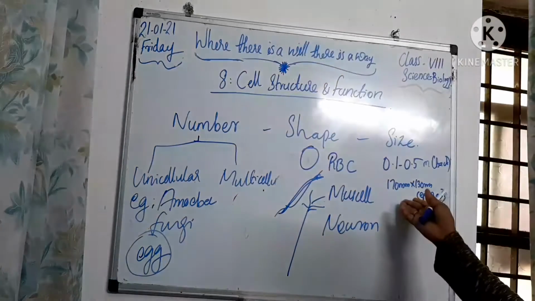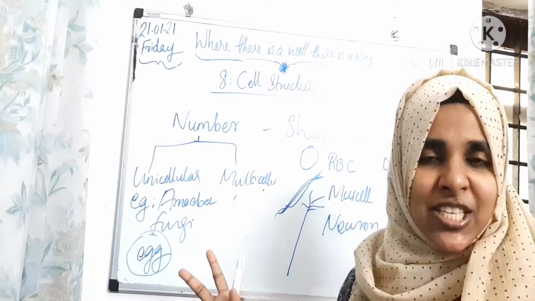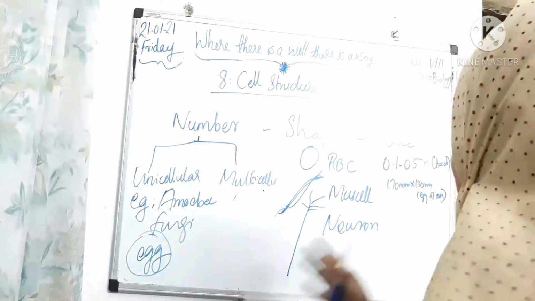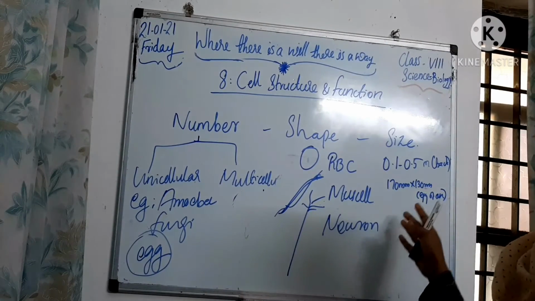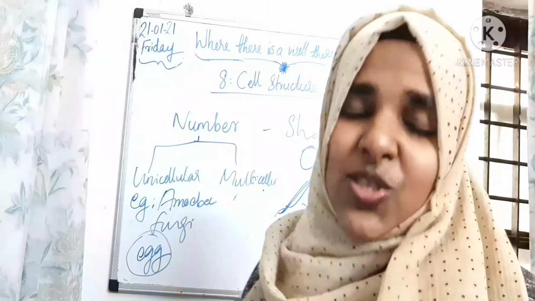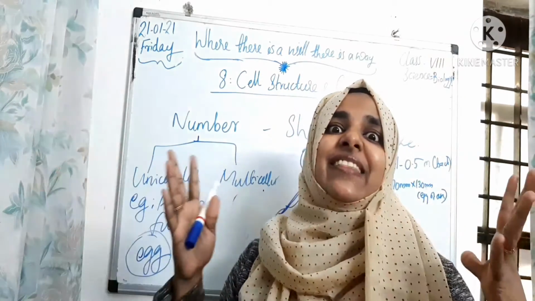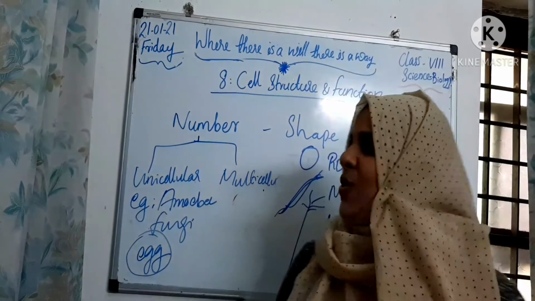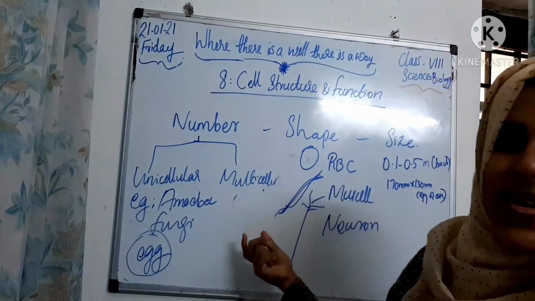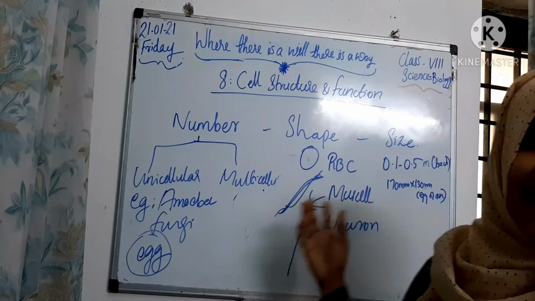Okay, then which is the largest cell, children? What about the size of the largest cell? That is 170 long and 130 breadth. That is the egg of an ostrich. So the egg of an ostrich is the largest cell in the world. So now you can understand which is the longest cell in the human body, that is the neuron cell, and which is the largest cell in the world.